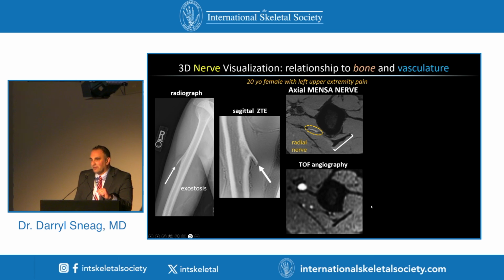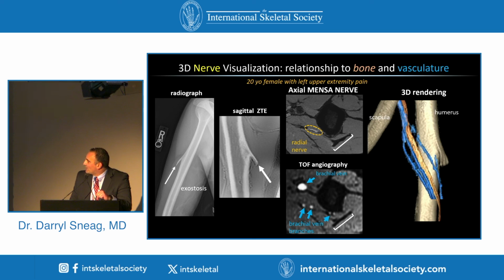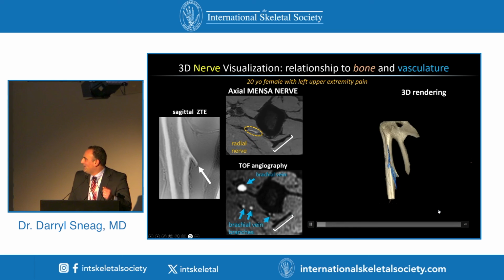Then we did time of flight angiography. So this is non-contrast angiography, delineating again, here's the exostosis, and here are the brachial veins. And then we can render the time of flight angiography, the MENSA, and the ZTE all together. As you see, the pattern is trying to increase the number of fused renderings of the exostosis. And then you could spin it around for fun.